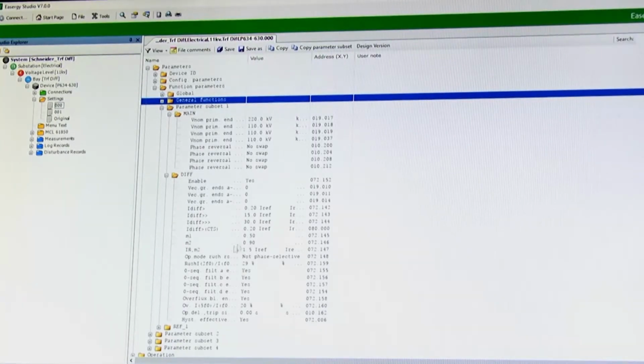M1, the first slope, happens to be 0.5 for this case, and M2 happens to be 0.9, a higher slope. Then we have the transition from the second section to the third section, which happens to be at 1.5 reference current in per unit. So, these are the corresponding settings.